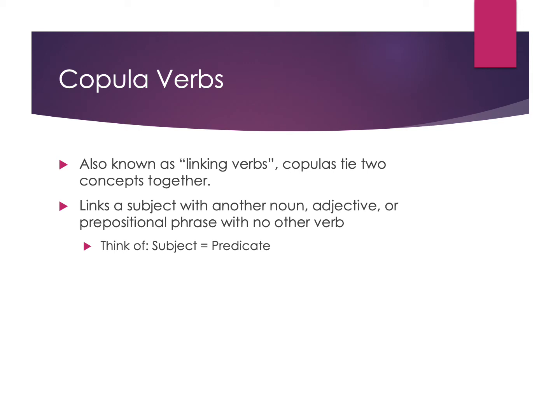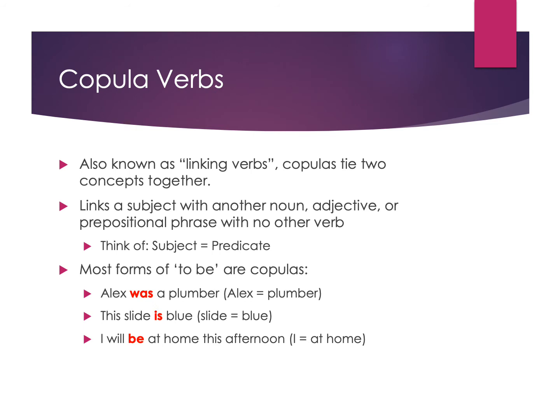And the most common form of copula verb are to be words. So this is something that we see in many other languages as well. But if I say Alex was a plumber, it links Alex to being a plumber. Alex equals plumber. This slide is blue. The slide equals blue. I will be at home this afternoon. I equal at home. So you have this sort of link between what's before and what's after. And it's just that form of to be that's the only verb, the main verb in the sentence, but it's not conveying an action. I'm not doing anything. It's giving me more of a state of being or some sort of state that's describing whatever that subject is.